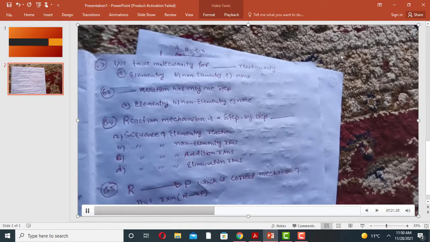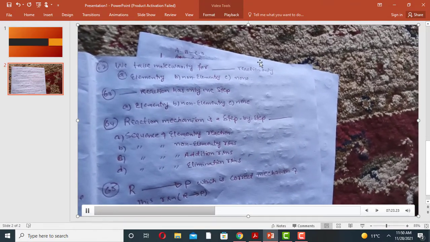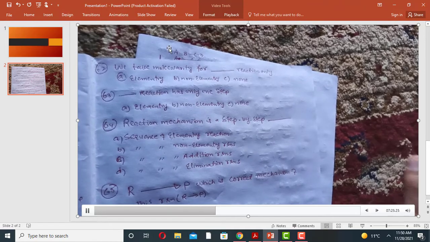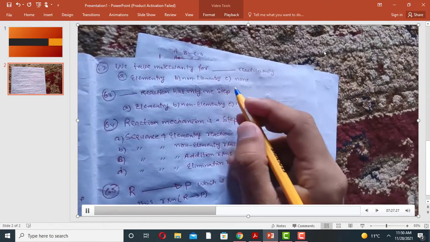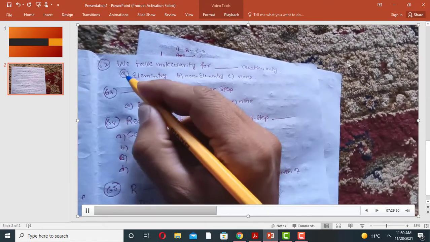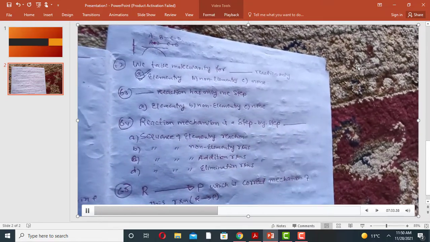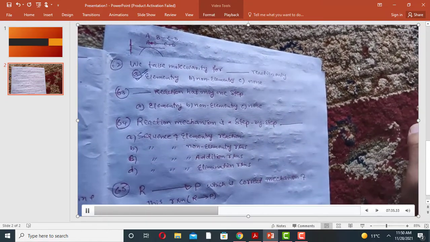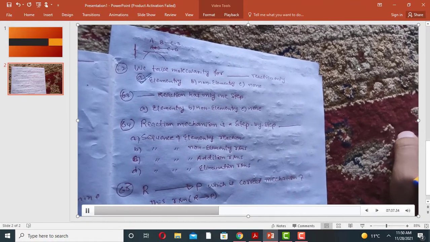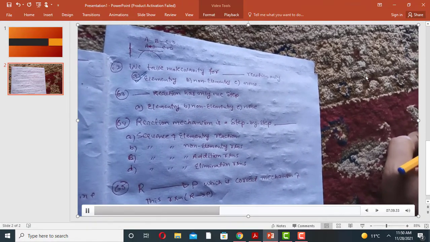We take molecularity for elementary reactions only. Can we take the molecularity of elementary reaction, non-elementary, addition, or none of them? We can take the molecularity of elementary reaction only. So we can determine the molecularity of an elementary reaction, and we can determine the molecularity of the rate determining step.